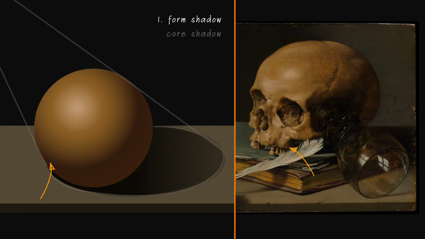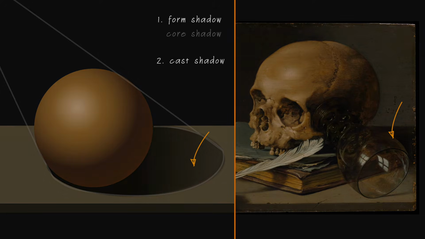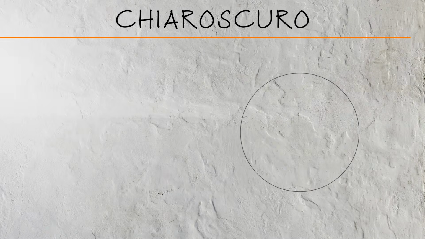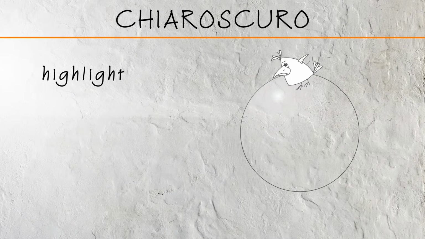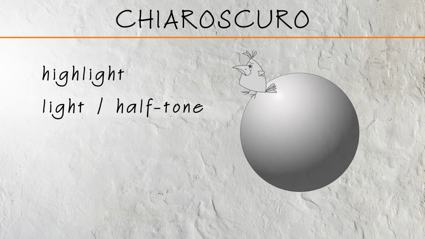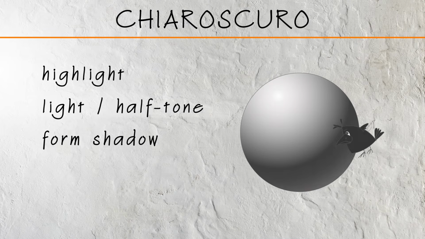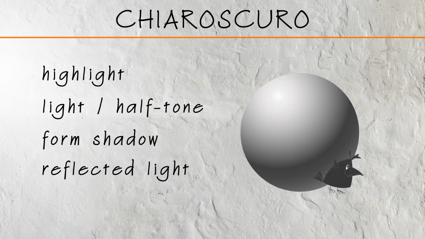A cast shadow is created when the light source is obstructed by the object and casts a shadow onto the surface. Cast shadow is normally darker next to the object. Between form shadow and cast shadow, the cast shadow is usually darker in value. Here is the value order that is created by a light source, also called chiaroscuro: highlight, light or halftone, form shadow, reflected light, and cast shadow.